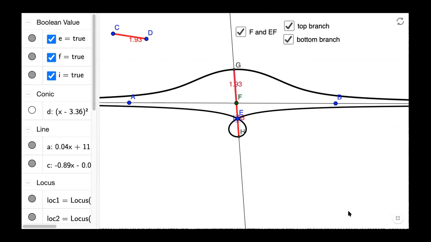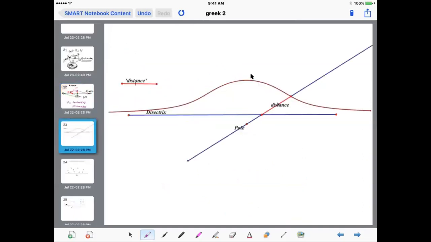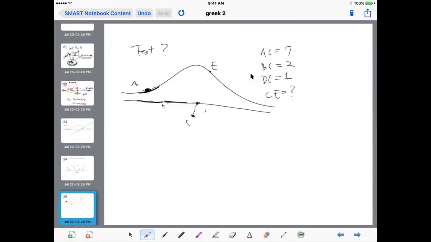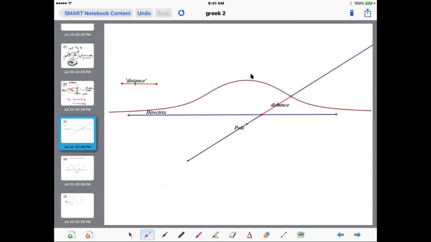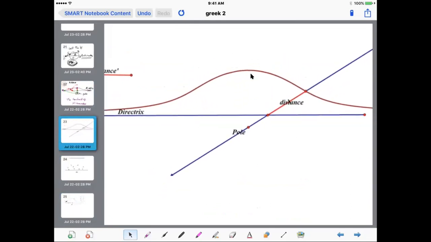I'll show you one of my favorite questions, just about whether you know what the Concoid of Nicometes is. So here, iPad comes back. Here's one of my favorite questions about the concoid, just to check, do you know what a concoid is? I'm going to put a point here and connect it to the pole also. And I'm going to name these points A, B, C, D, E.